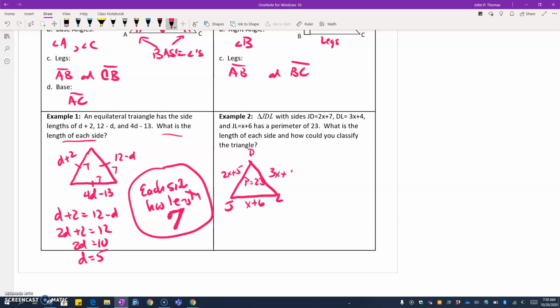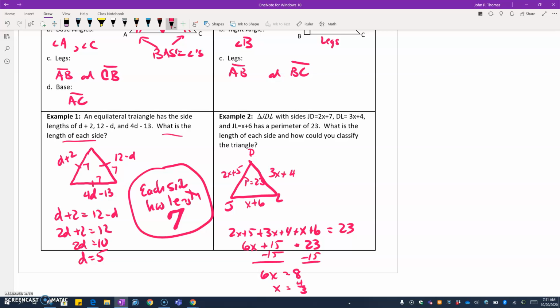So perimeter is the sum of all the side lengths. So I'm going to add up all the sides here. And I've got 2x plus 5 plus 3x plus 4 plus x plus 6. All right, so if I combine that, I've got 6 x's, and then 15. And that equals the perimeter, which is 23. So then we'll subtract the 15 off each side. That's 6x equals 8, and x equals 4/3.